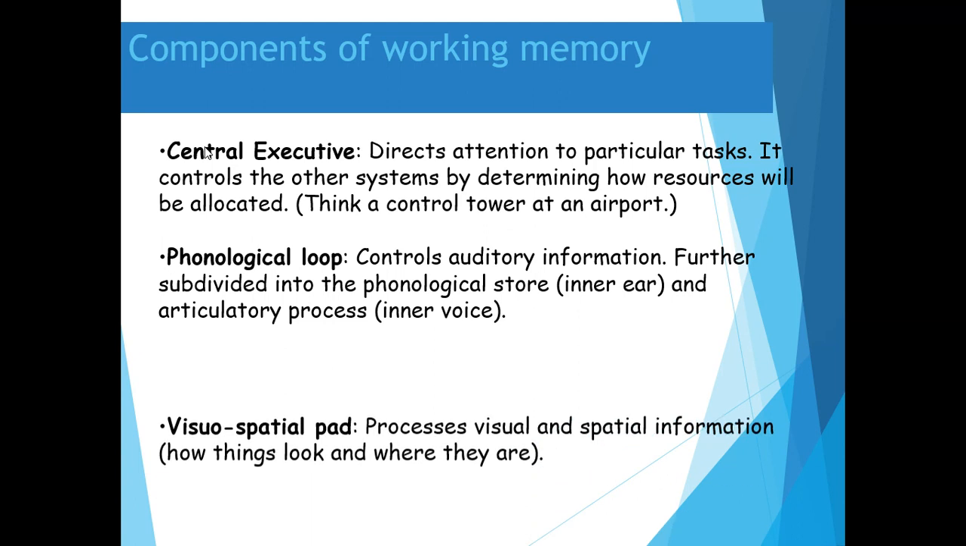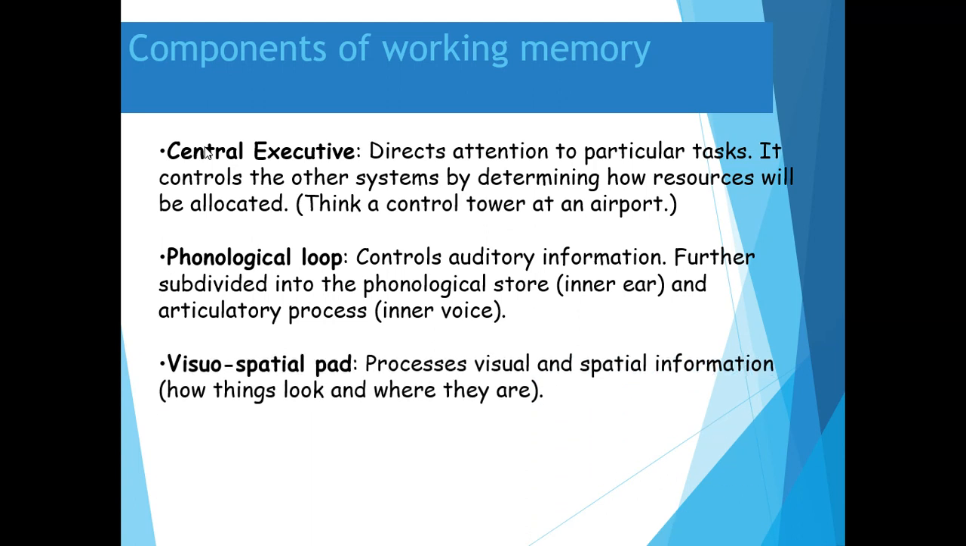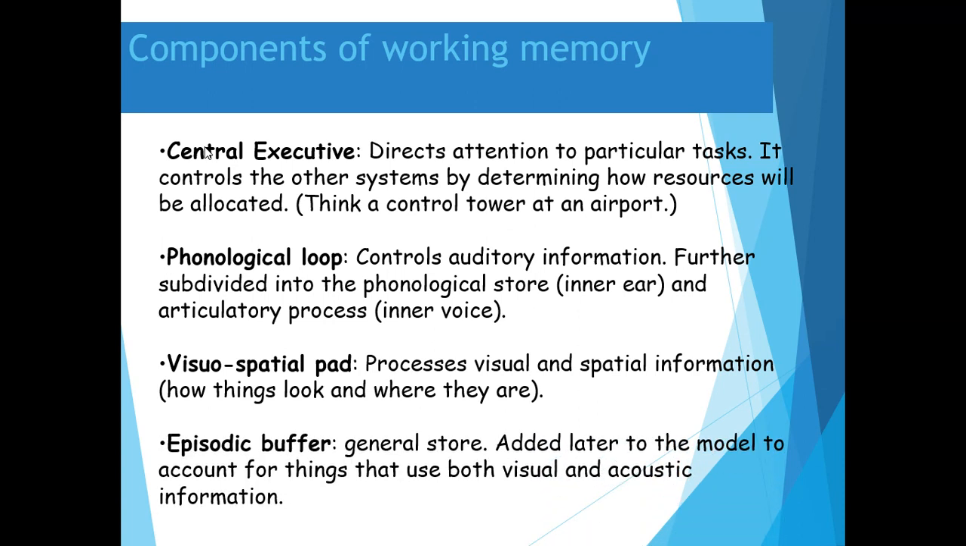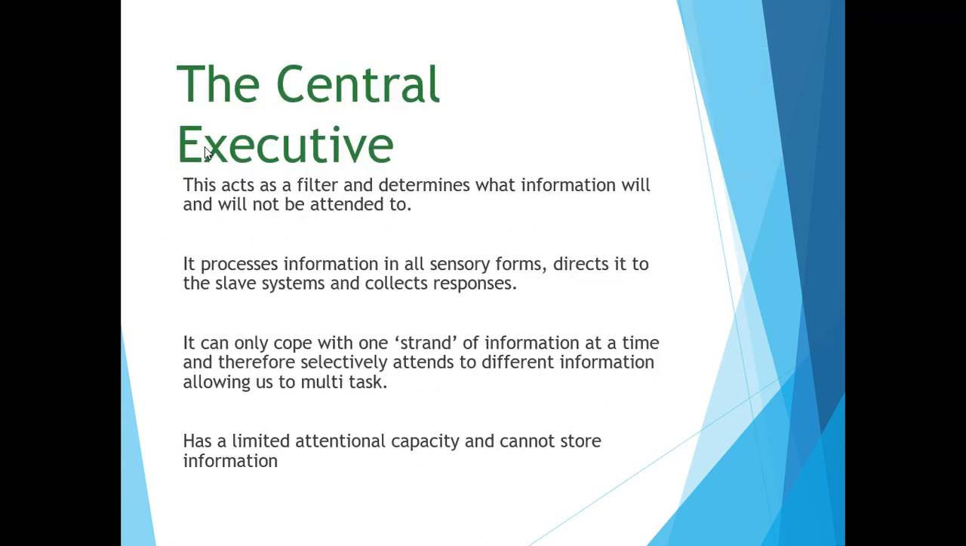So that's sound stuff. The visuospatial sketchpad is visual stuff you can see and where stuff is. And then you've got the episodic buffer, which is a more general store that's used less. The three more important bits are the central executive, the phonological loop, and the visuospatial sketchpad. The central executive decides what you're doing. It processes information from all the senses and directs it to the different systems. So these are sometimes referred to as the slave system. So the phonological loop would be a slave system.